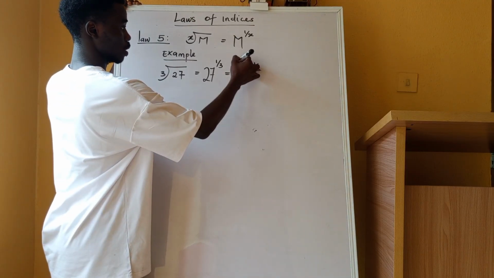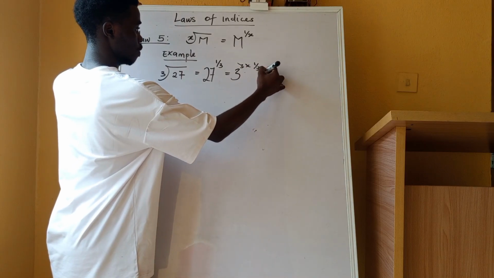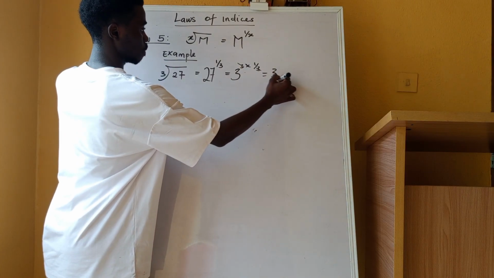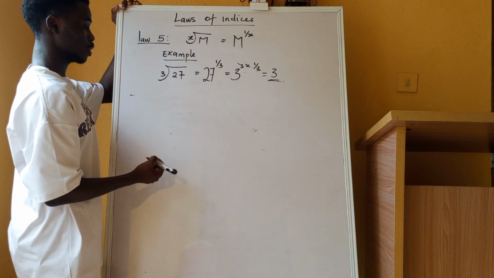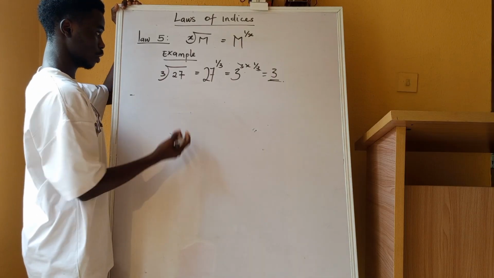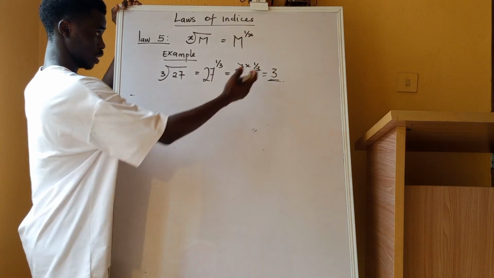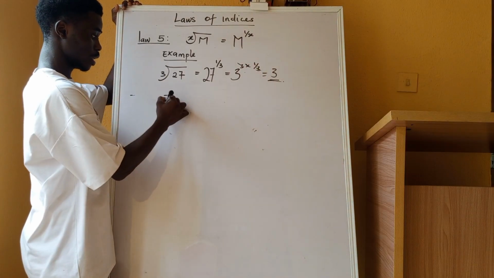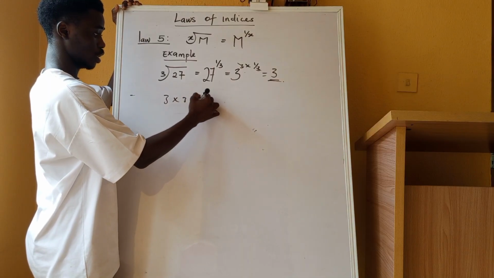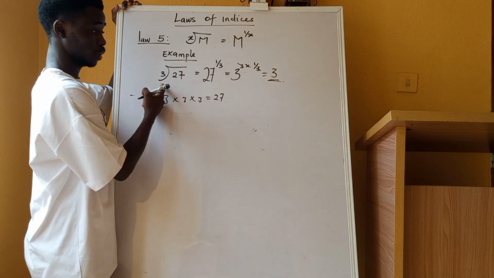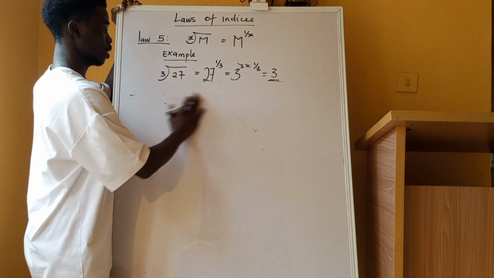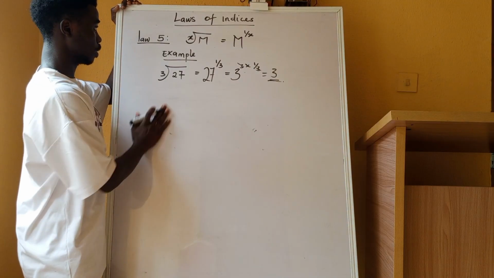So 3 can cancel this 3. So I have 3 to the power of 1, which is 3. That means a number multiplied 3 times will give me 27. What is that number? 3. That means 3 times 3 times 3 is equal to 27. That's what it means here. Alright. So let's move to the next law.